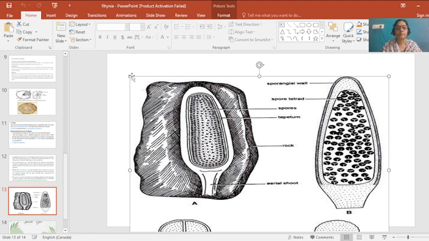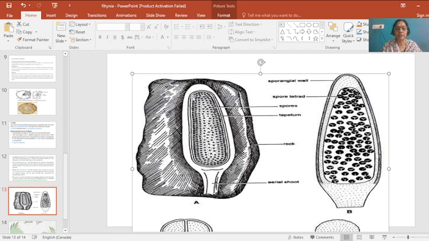This is the structure of the sporangia, where you can see the fossilized sporangium with the sporangial wall and the spores present inside. These spores are spore tetrads which germinate into the gametophyte.